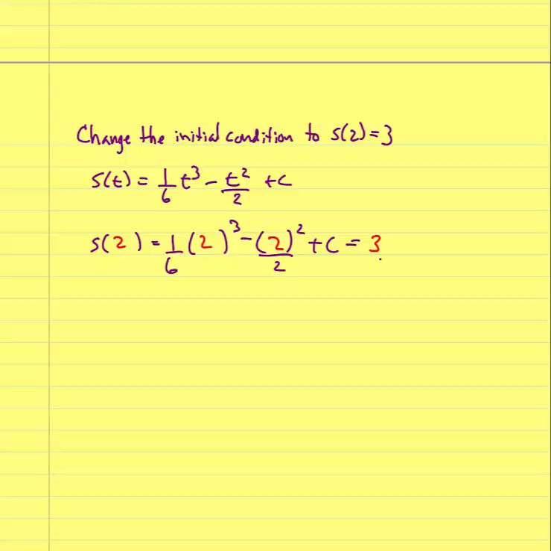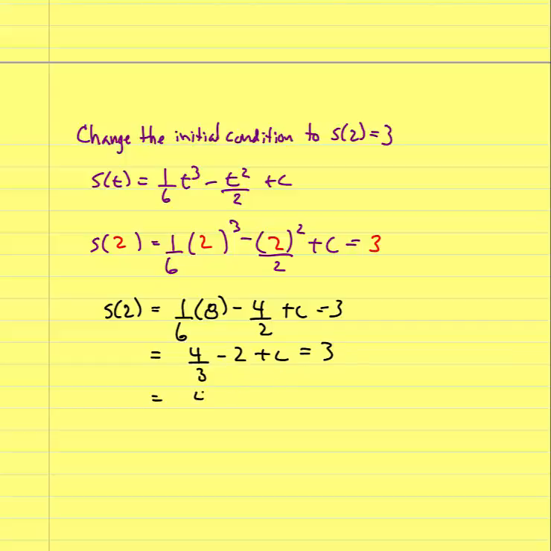So on s of 2, I'm going to get 1/6, 2 cubed is 8, minus 2 squared is 4 over 2, plus c equals 3. So this is 8/6, which is 4/3, minus 2 plus c equals 3. If I add 2 across, I can do this in a couple steps. I get 5, and then I could subtract 4/3 from each side, and I get c equals 5 minus 4/3. Common denominator there is 3, so I'm going to multiply top and bottom by 3. 3 times 5 is 15, minus 4 is 11, so I get 11/3.